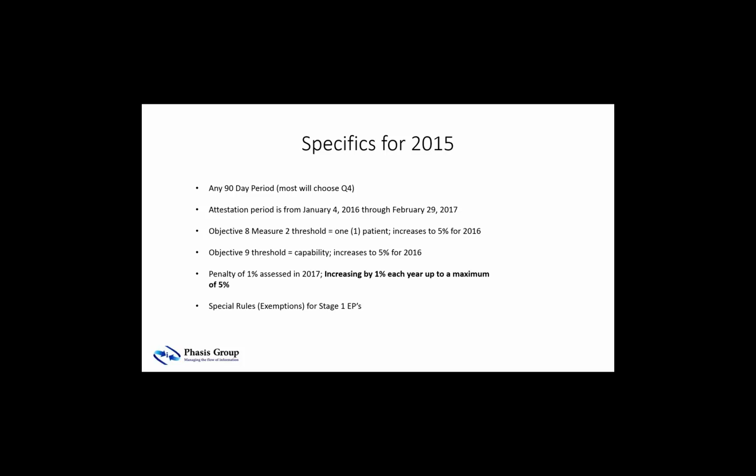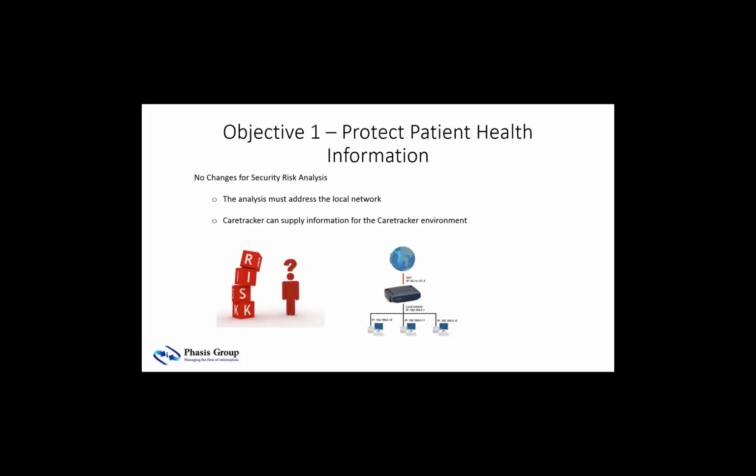And then I wanted to point out that there's some special rules. In addition to the thresholds that were lowered, we also have anyone who's a stage 1 provider, meaning the very first time they ever have tried to attest, you're going to get cut some slack because CMS understands that since it's your first time, it's going to be really difficult to hit thresholds for things you haven't previously been in the loop on. So they are cutting that small section of people a break. So let's go ahead and jump into the first objective, unless anybody has any questions.